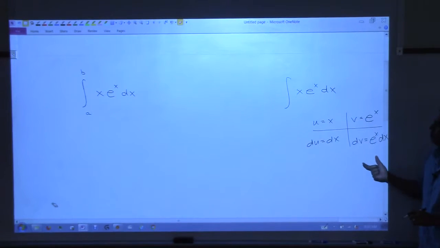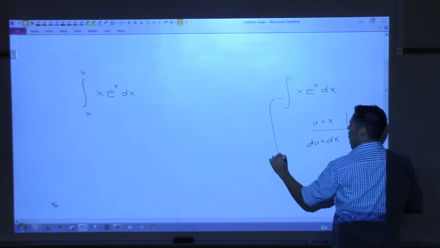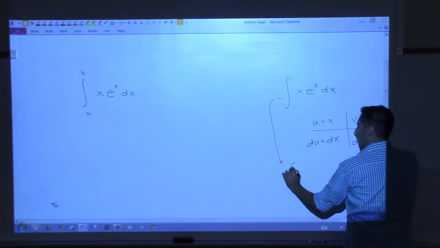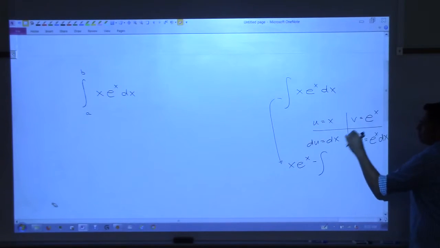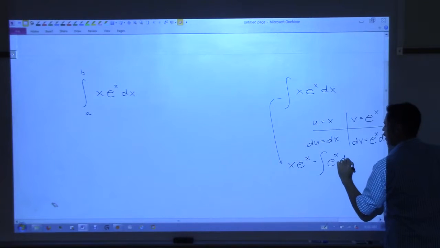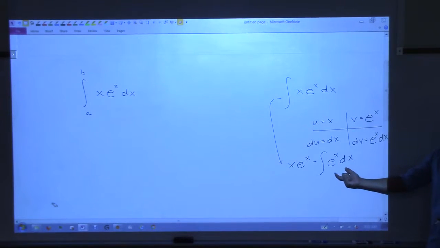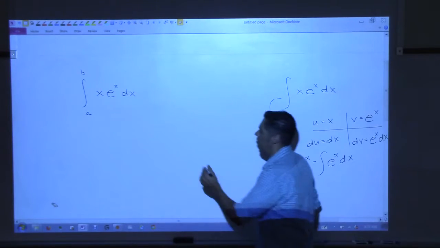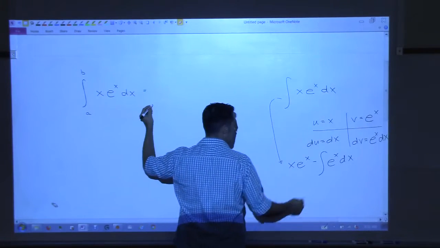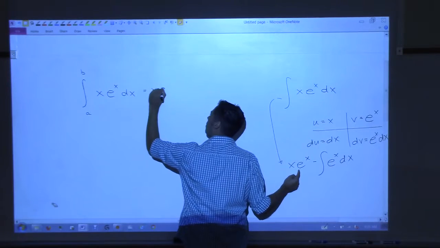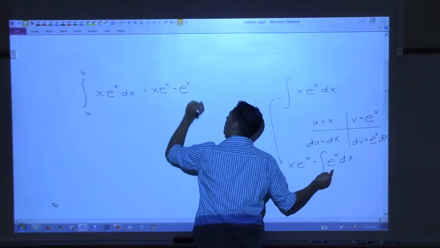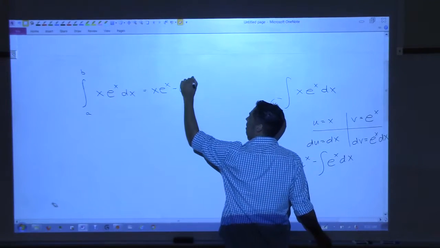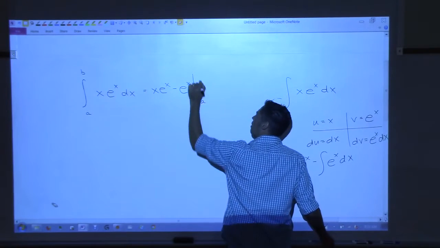So then your new integral becomes ultraviolet, so x e to the x minus the integral of these two, e to the x dx. And then the antiderivative of e to the x is just itself. So this is x e to the x minus the antiderivative of that, which is just e to the x. I don't need a plus c because this is a definite integral. Then I put a here and b here.